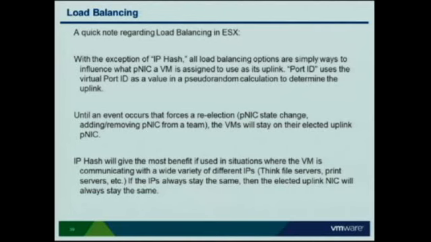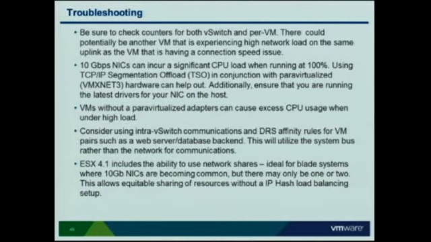IP hash is one way that you can get more equitable load balancing, but it's best used in situations where you're talking to a large amount of IPs. So web servers, file servers, print servers, anything that has a large amount of IPs out there, definitely set yourself up an EtherChannel and use IP hash. Troubleshooting, definitely be sure to check the counters for both vSwitch and per VM. Again, this is the noisy neighbor problem. There could potentially be another VM that's experiencing high network load on the same uplink as the VM that's having the connection speed issue.